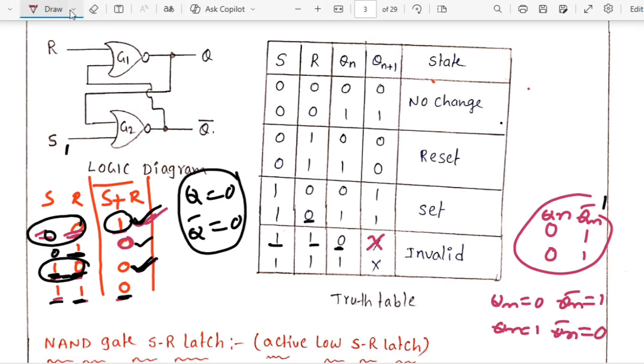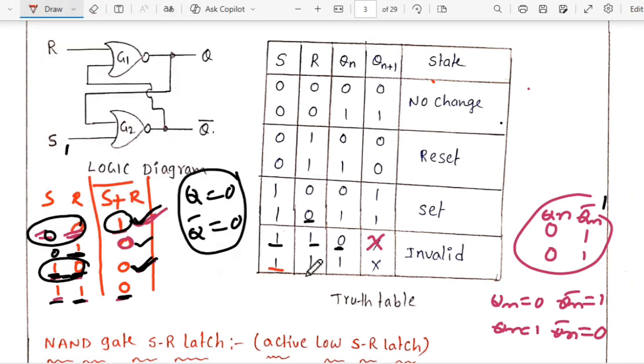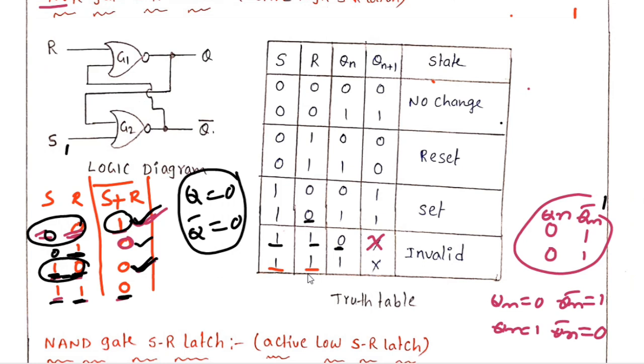Now what is my next output? Look at here. So my S equal to 1, R equal to 1. I am giving S equal to 1, again R equal to 1. Previously I assumed my Qn equal 0. Now I am assuming Qn equal to 1. So 1 1, so this 1 is coming here. Whenever 1 1, it produces 0 as my output.